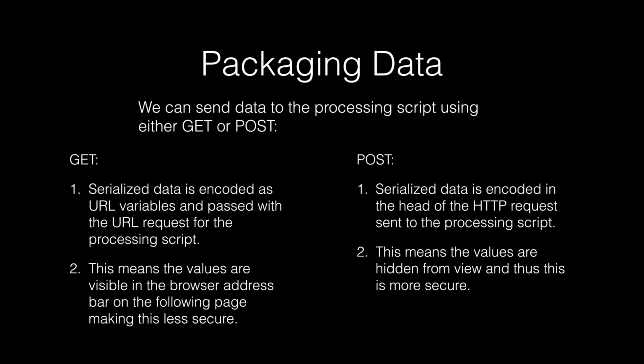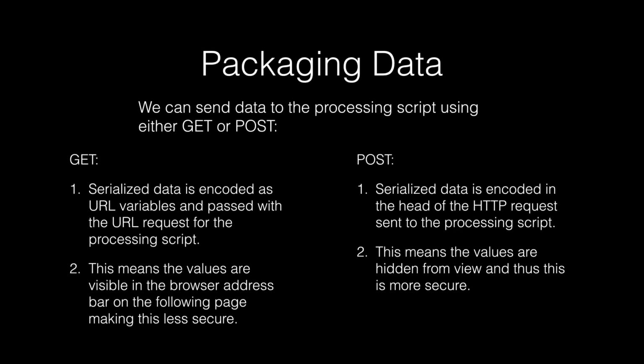All right. Here's a little bit more about each of those. We can send data to the processing script using get or post, as we talked about on the previous slide. On the get side of things, the data in the form is serialized. That means it's collected and converted into variable value pairs, where the field name is assigned the value that you put into that field as the user.